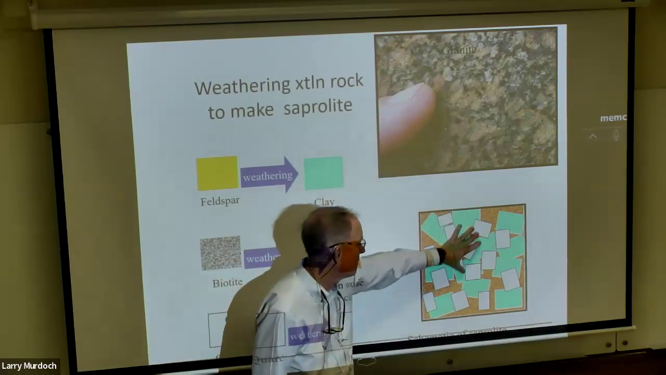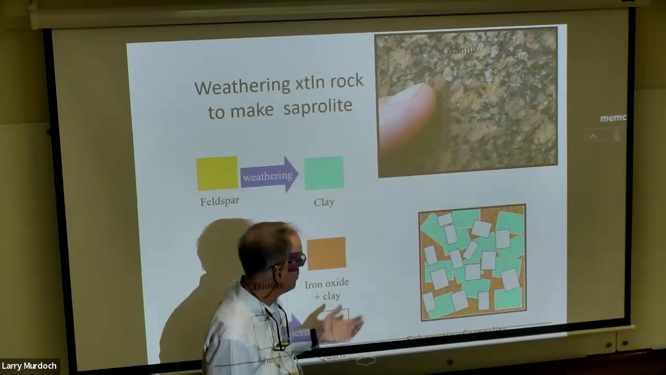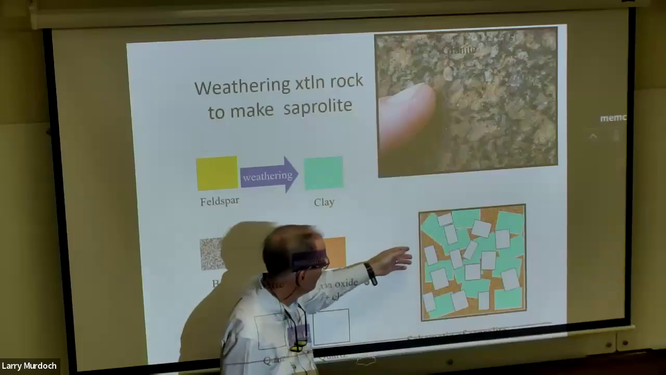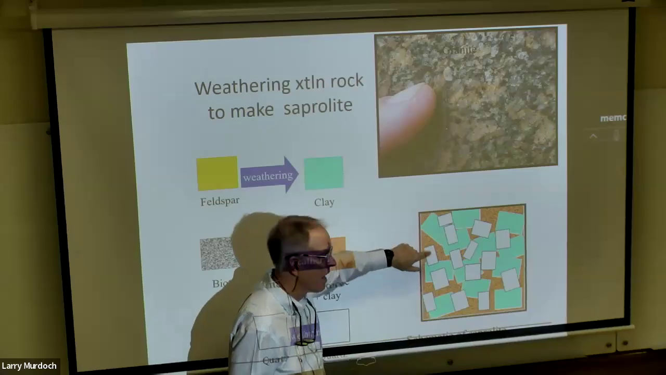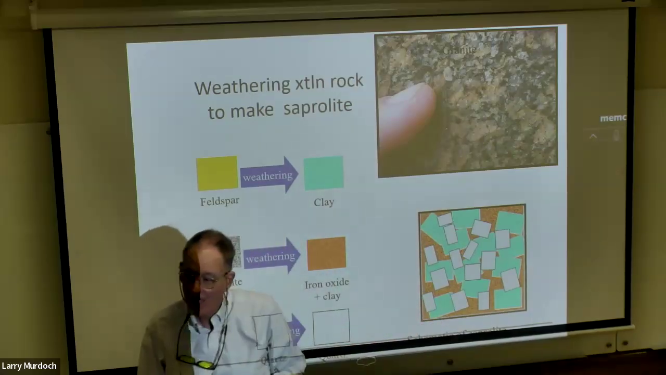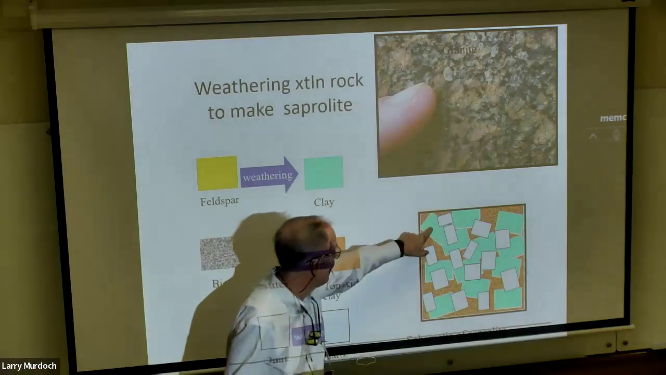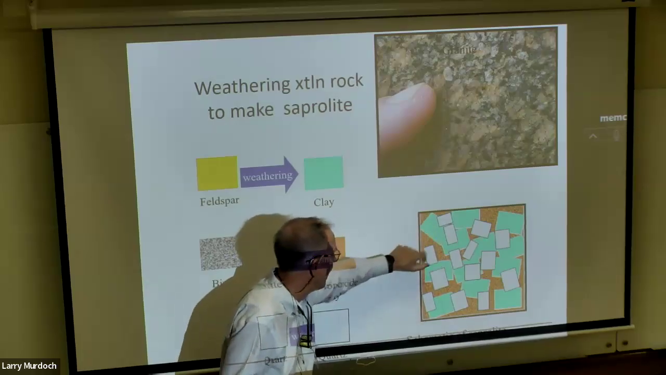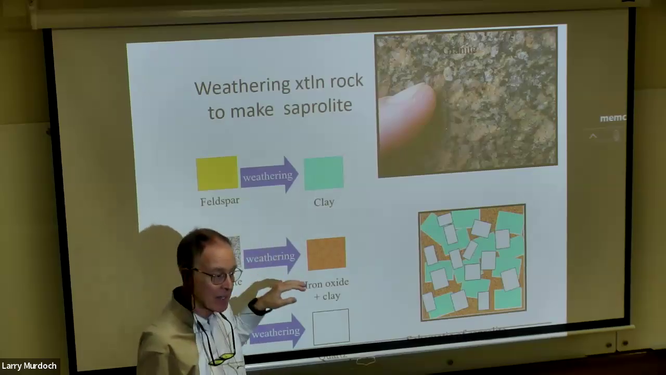But we haven't changed the fabric at all, so any kind of layers that we have in there would still be preserved. We've also changed the color. The biotite weathers to iron oxide, so it turns red. So if you see cuts around here, you see the Georgia red clay, right? The Georgia red clay, the clay is coming from the feldspar and the biotite, and the red is coming from the iron oxide and the biotite.